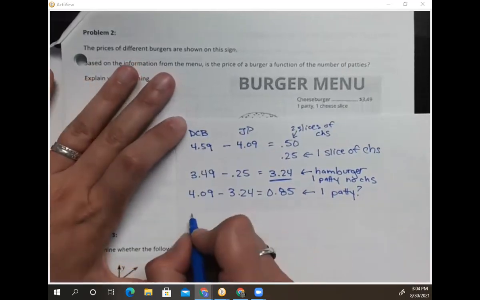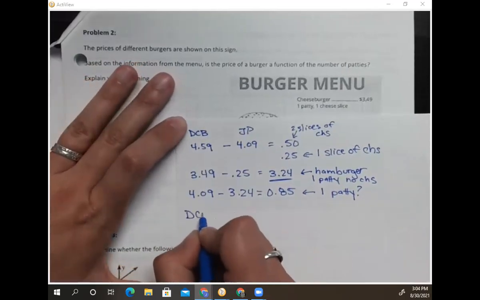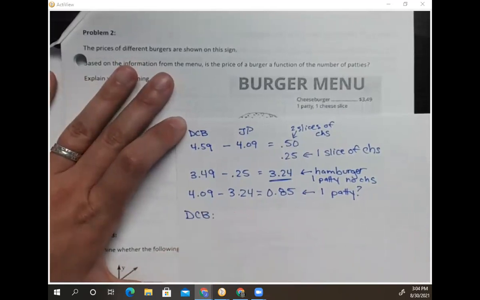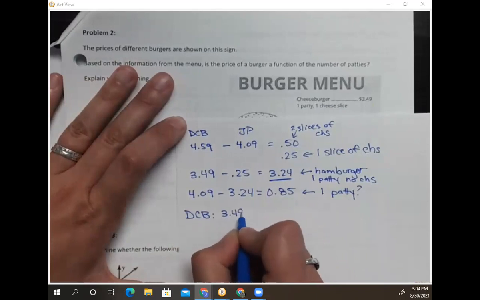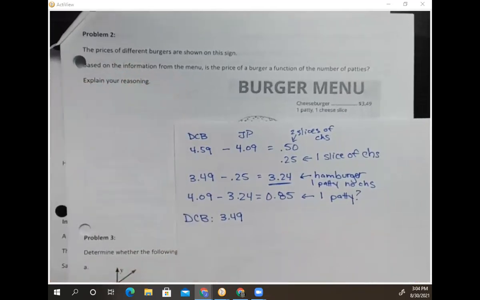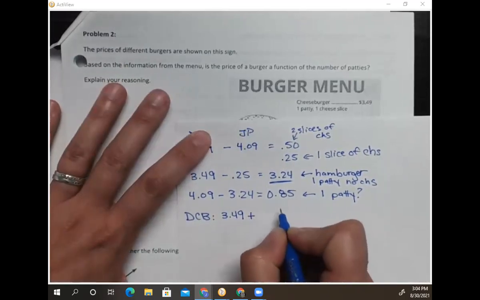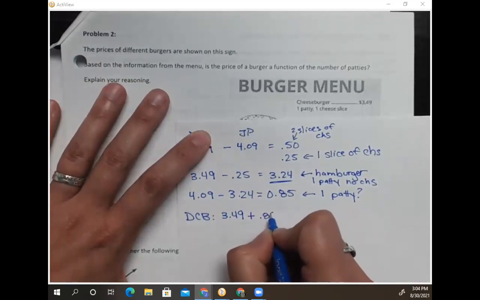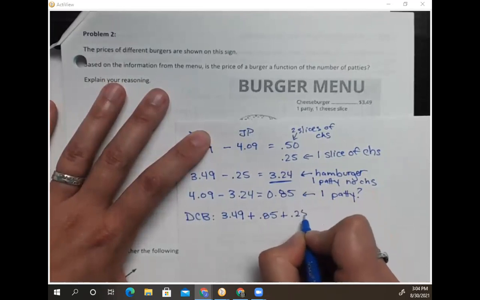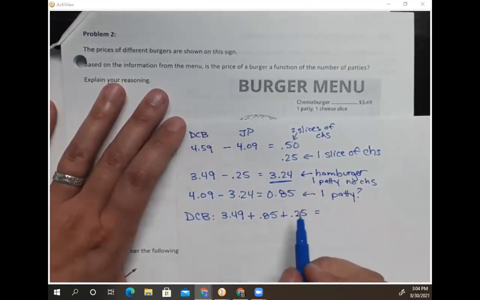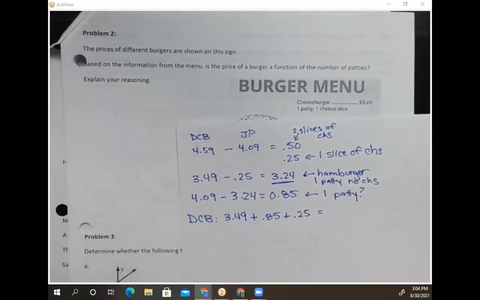So a cheeseburger, right? I'm checking the price of a double cheeseburger. A cheeseburger is $3.49, and it includes the bun and the toppings we talked about earlier. It also includes 1 patty and 1 slice of cheese. So let's add another patty, which I think costs 85 cents. And let's add another slice of cheese, which costs 25 cents. Will someone type that in their calculator and tell me what you get?